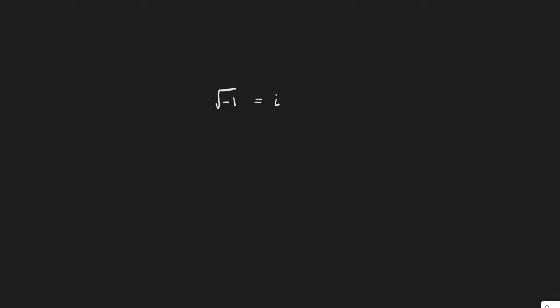And consequently, if we square the square root of -1, so if we put the square root of -1 to the power of 2, what does this equal? Well, it equals -1. But it also equals i squared. So another thing we're just going to note at the start here is that i squared is equal to -1.